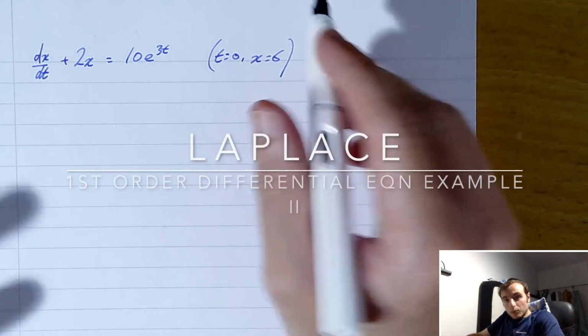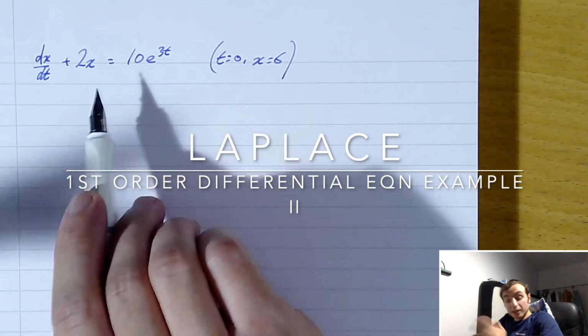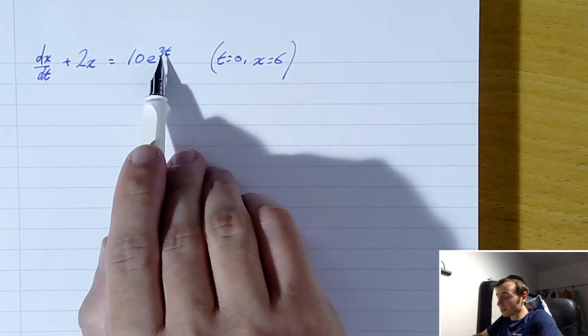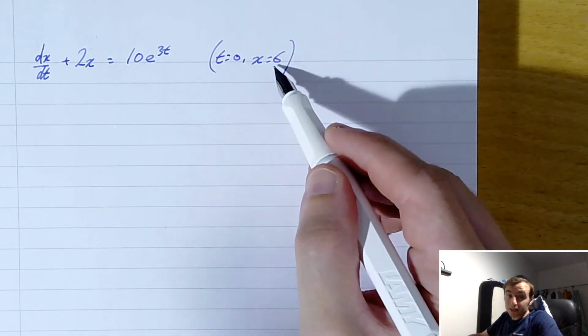Okay, so in this video, what I want to do is just have a look at another example of a first order differential equation using Laplace methods to solve it. So we've got dx by dt plus 2x equals 10e to the 3t. And the initial condition is when t equals 0, x equals 6.